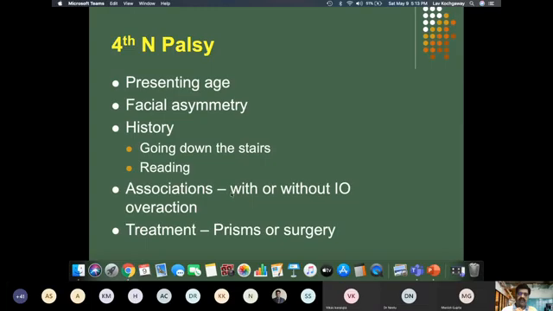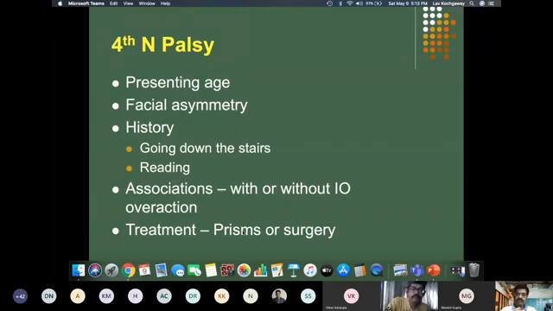And when we do the examination, I'm just covering the salient points of all these conditions. These are the most important points. These are not very comprehensive, the most important ones. The association is with or without inferior oblique overaction. This is again important, because based on this, our surgical plan may change. And among the paralytic squints in adults, fourth nerve is one of the commonest.